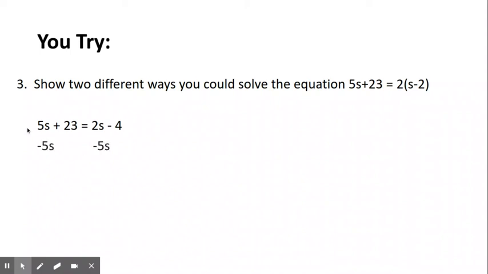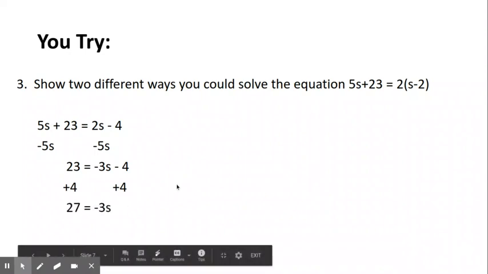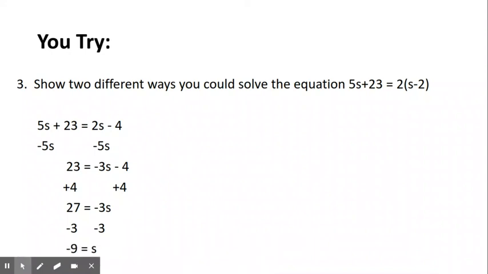One way for this would be starting off by distributing that 2. And then if you choose to cancel your 5s, it would give you negative 3s on the right side. You could add 4 on both sides. That would leave you with 27 equals negative 3s. This is multiplication, so we would want to divide by negative 3. Pretend there's a division line right there. And then 27 divided by negative 3 gives you negative 9.